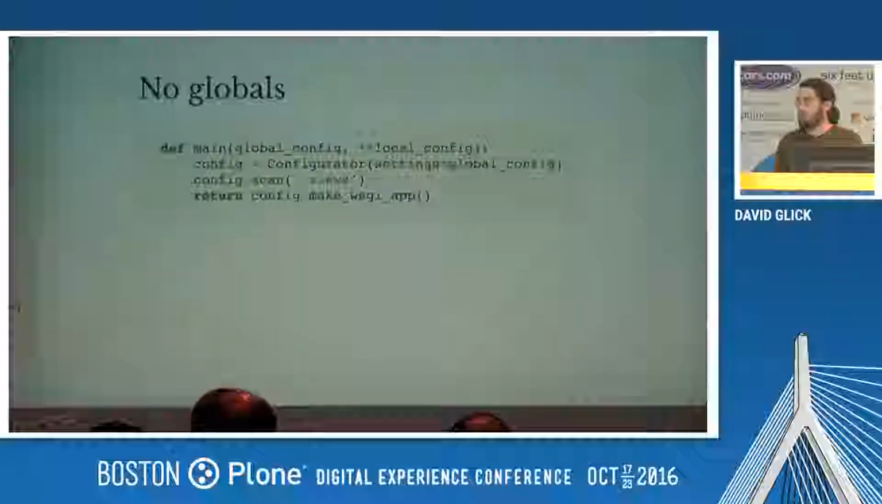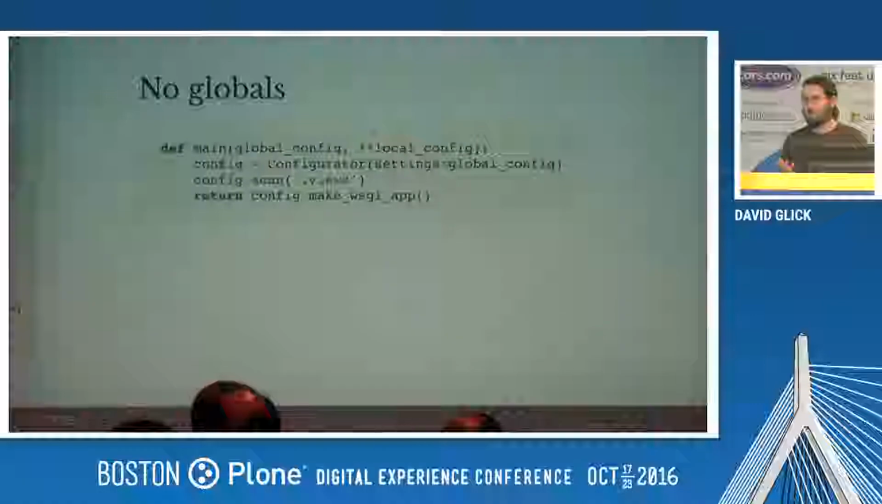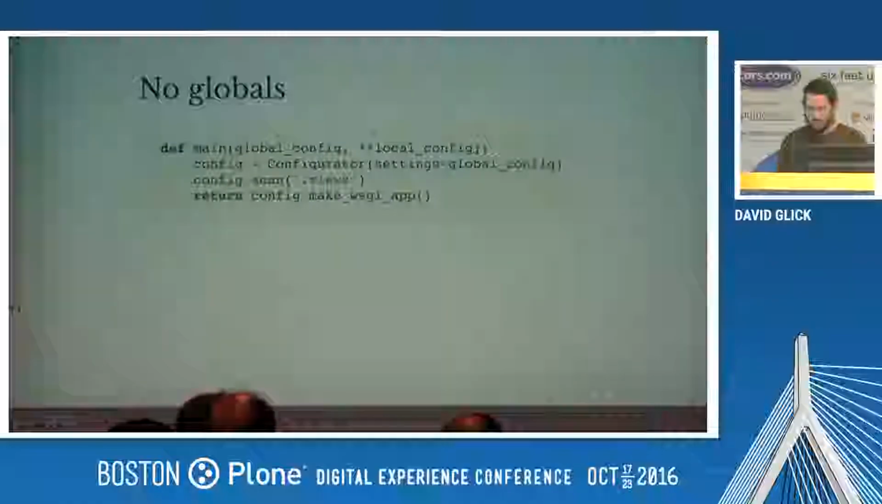That's a good thing. It means there are no globals, no global state in Pyramid for the most part. That makes it possible to test just part of the system. You can just scan the parts that you want in your test. It's also relevant sometimes if you want to run two different Pyramid apps in the same process. It makes it a little bit easier to do that.